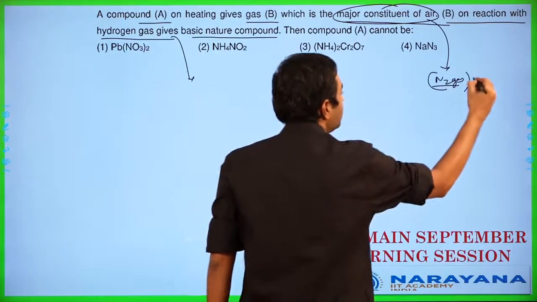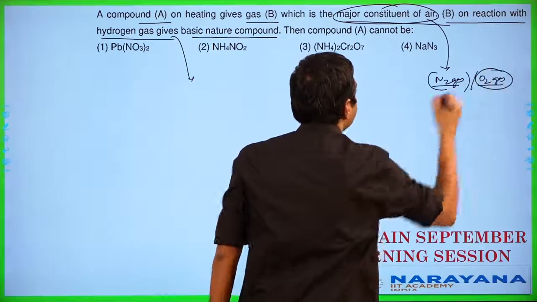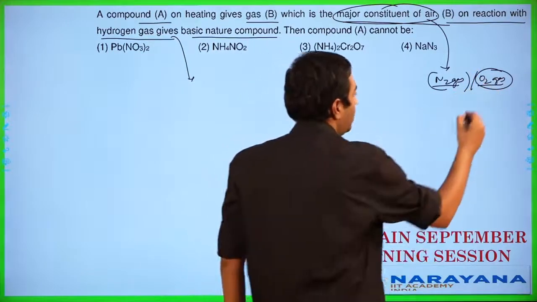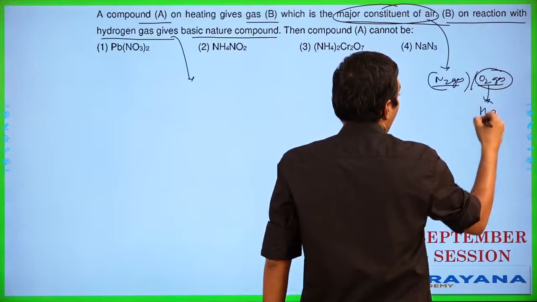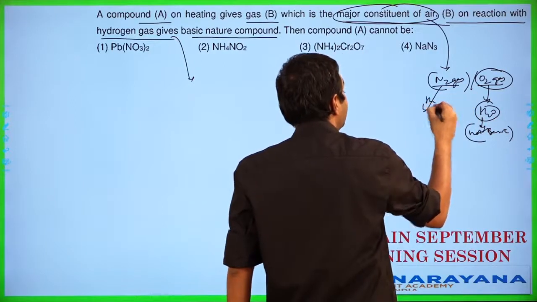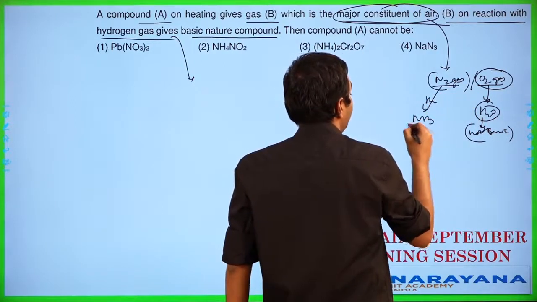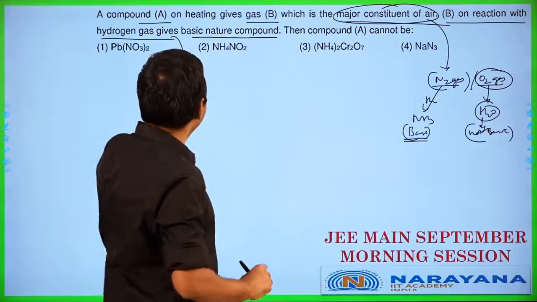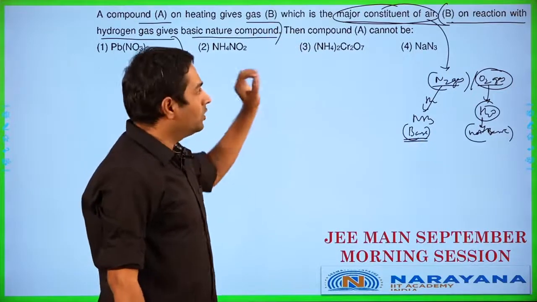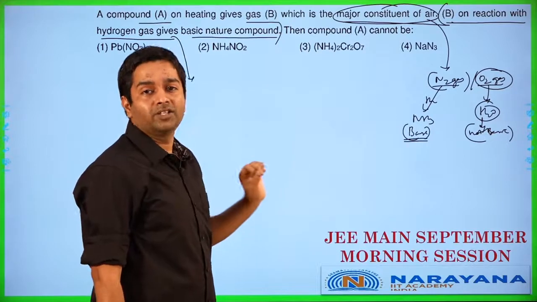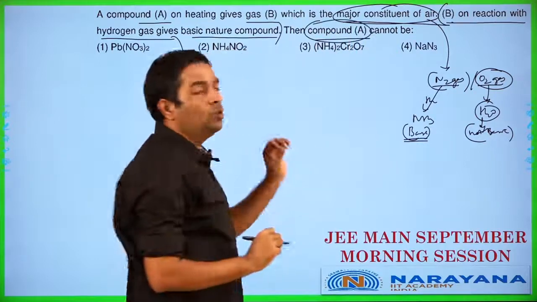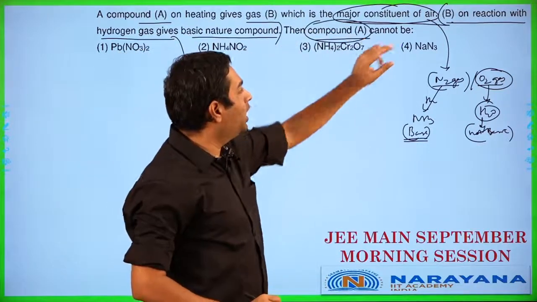Why are they specifically mentioning this? Because technically if you look at it as major constituent of air, you can consider it as either nitrogen or oxygen gas. If you take it as oxygen gas, what does oxygen gas give with hydrogen? It will give you water. Water is not basic. Whereas nitrogen with hydrogen gas will end up giving you ammonia, which is a base. So the reason why they are mentioning this second statement here is basically given to make sure the student understands that they are talking about nitrogen gas in this particular case here. Okay, so they are asking us which among the compounds on heating do not give nitrogen gas, because they are asking compound A cannot be in this case.